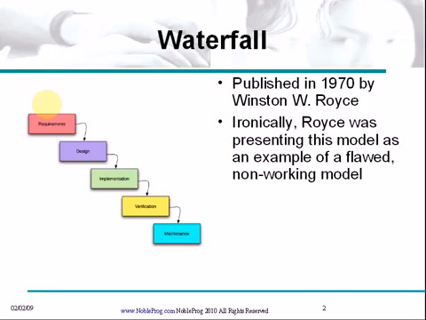Waterfall model, the usual model which people try to use in software development, was first published in 1970 by Winston Royce. And Royce said actually this model doesn't work well in software development at all and shouldn't be used. And just after that, a lot of companies started using it.